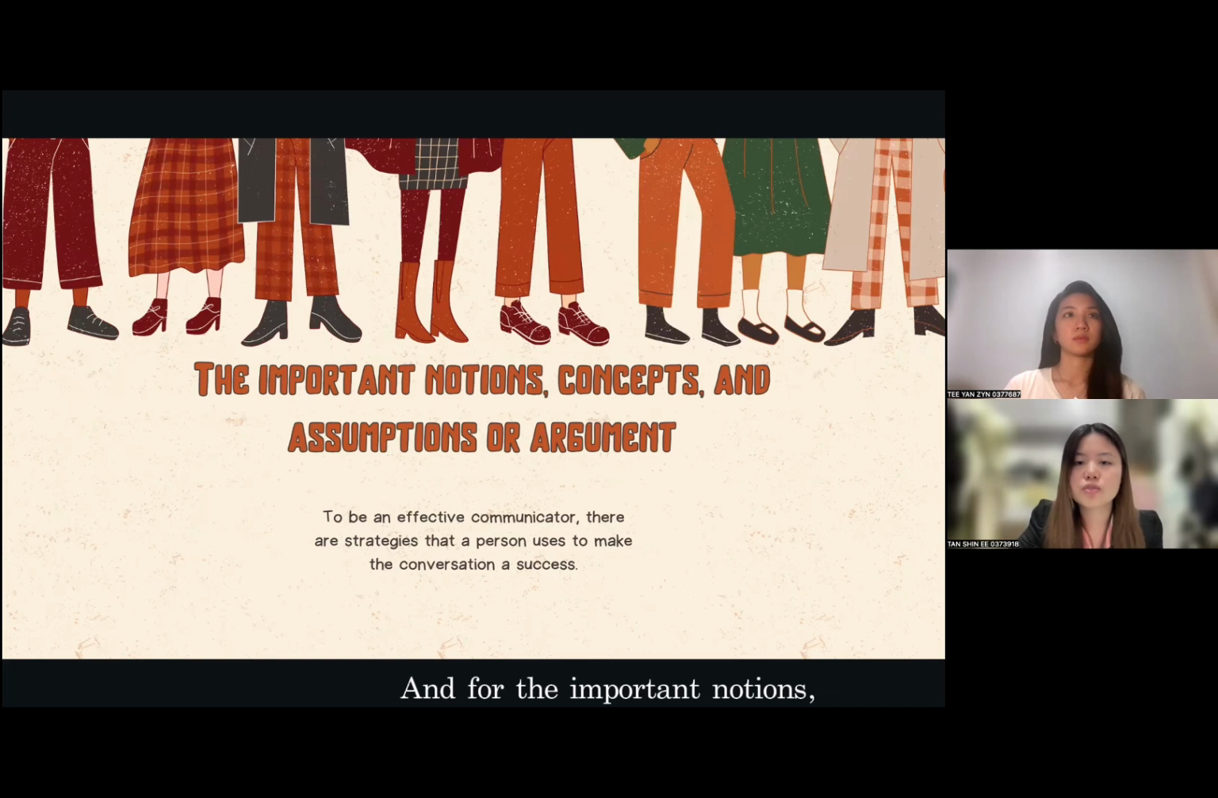And for the important notions, concepts, and assumptions or arguments: to be an effective communicator, there are strategies that a person uses to make the conversation a success.